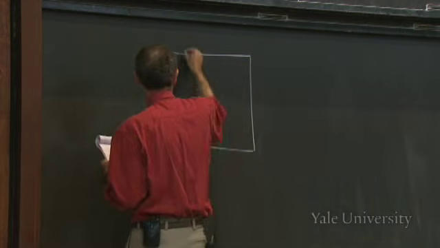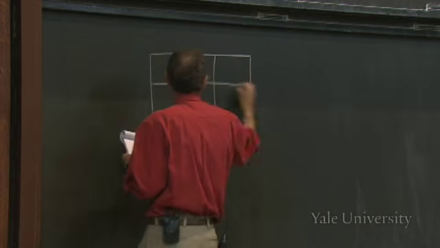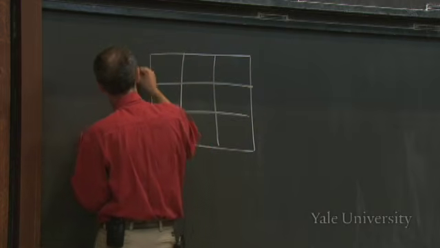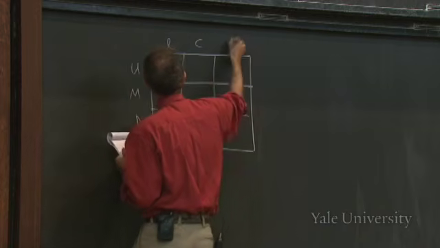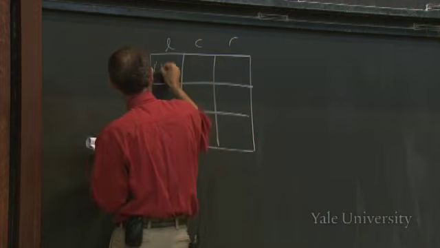And again, we'll keep it simple for now, and we'll keep to a 2-player, 3-strategy game. Up, middle, down, left, center, right. And this time the payoffs are as follows.